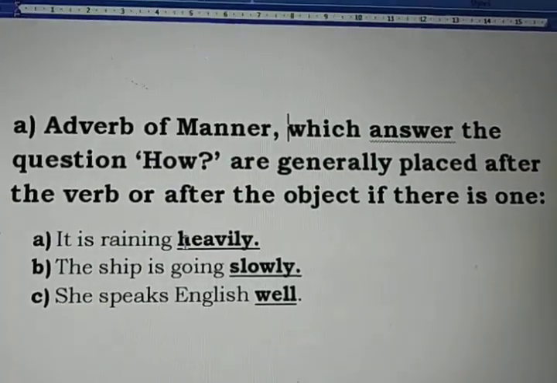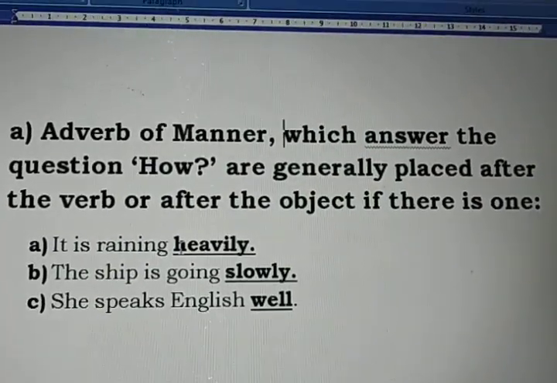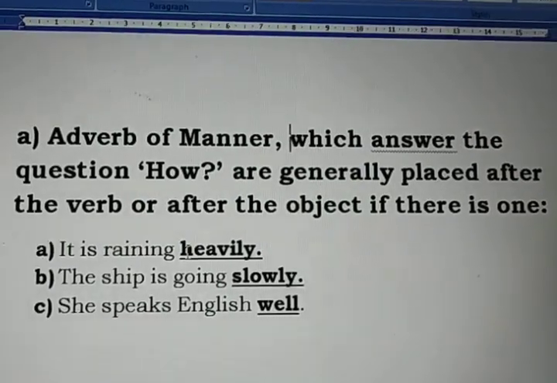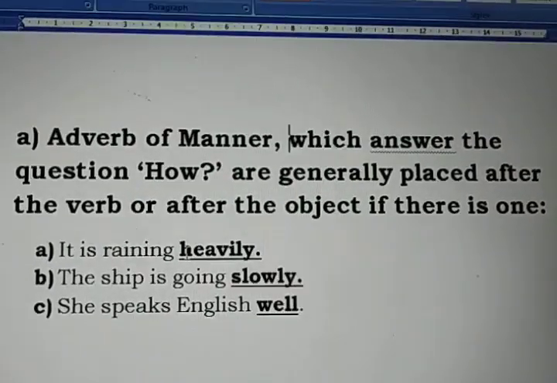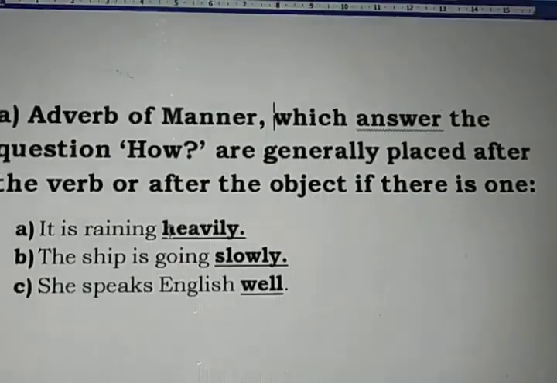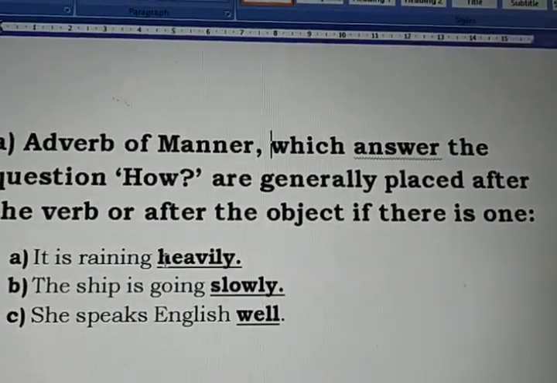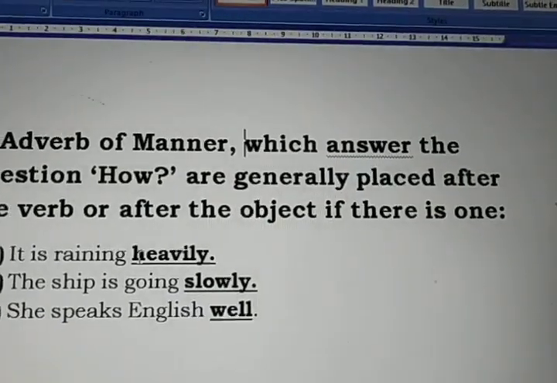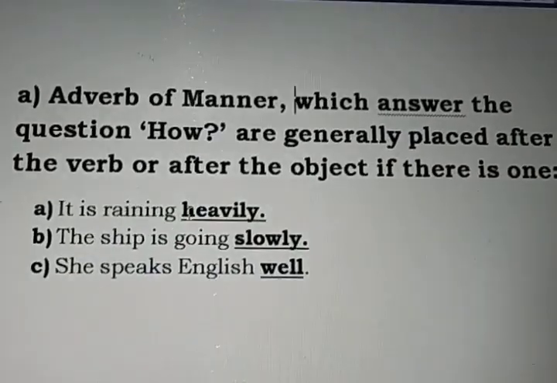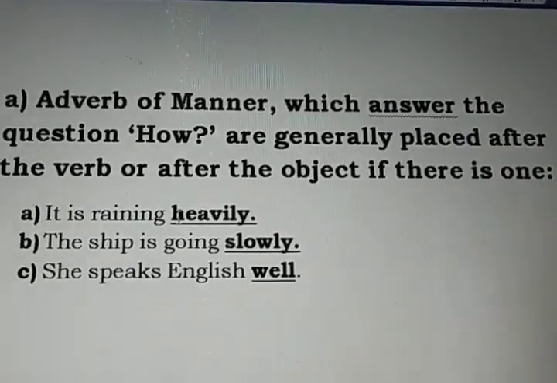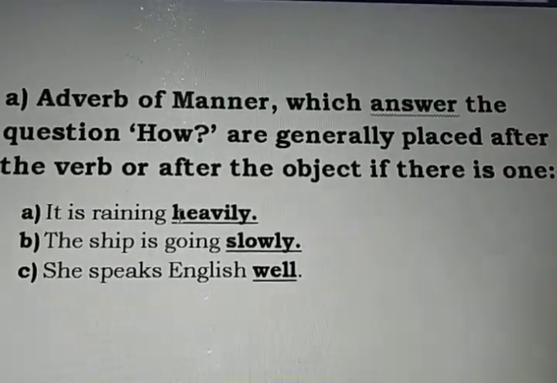Adverbs of manner answer the question how, in which we come to know how an action was done, like slowly, heavily. So we call them adverbs of manner. They are generally placed after the verb or after the object if there is one. Generally, adverbs of manner are placed after the verb, or after the object.